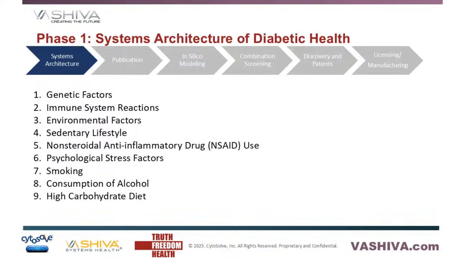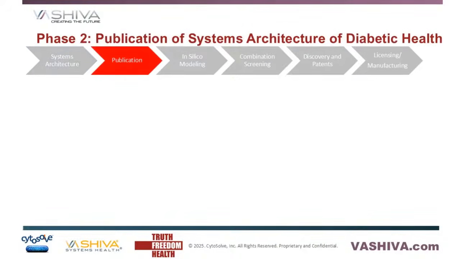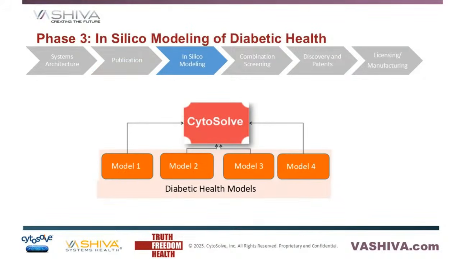Collectively, these factors provide a systems-level view of the complex interactions that lead to diabetes, setting the foundation for further modeling and intervention strategies. Next, we'll process everything and build out our models to bring the whole picture together.